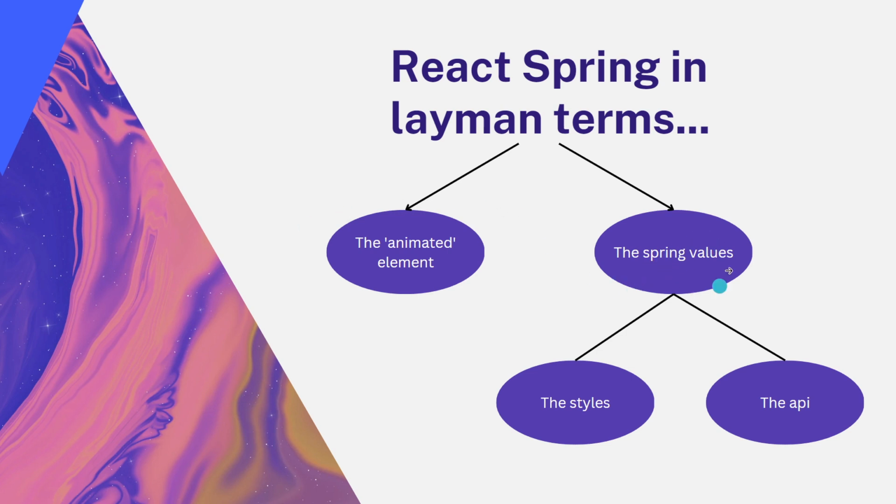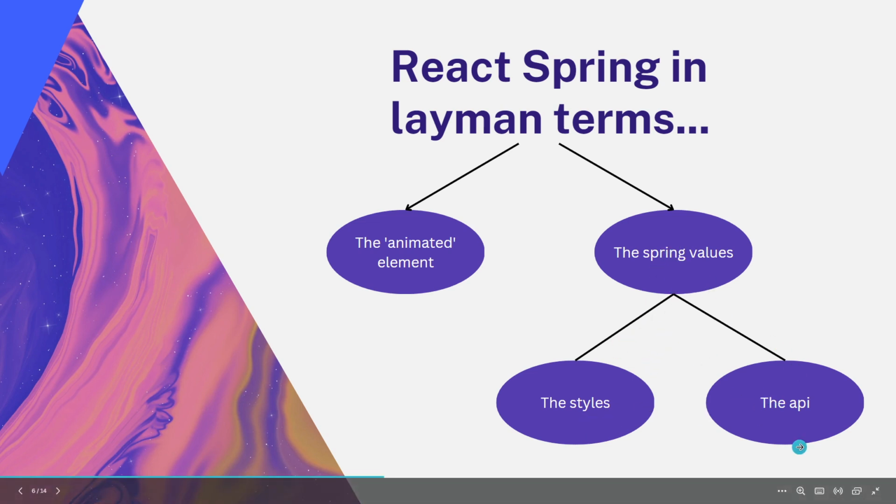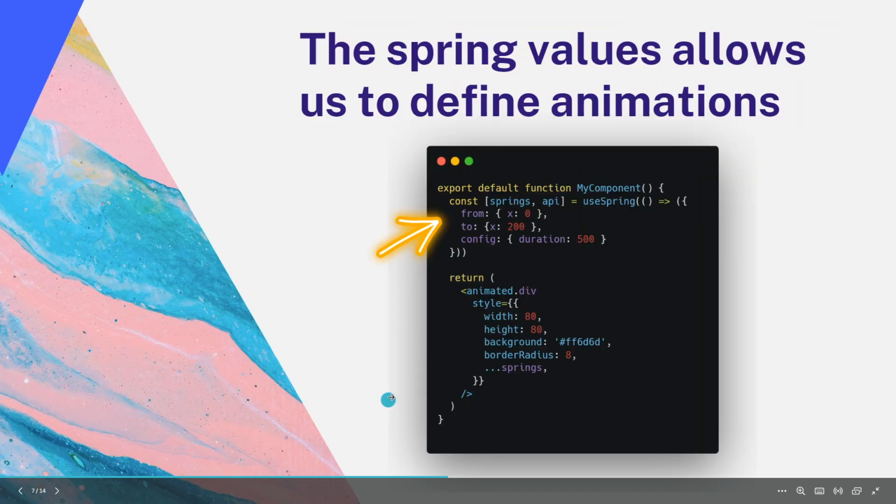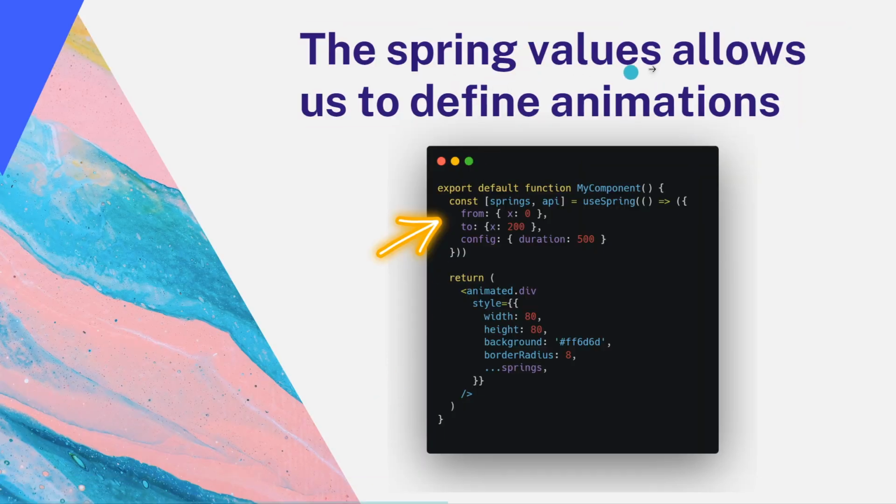And then there are the Spring values. What are the Spring values? It's a combination of two things again, the styles and the API. What are those? Let's have a look. So basically the Spring values allow us to define our animation. If you see here, these are some very basic styles. Nothing else. If you see here, this has three things: from object, to object, and a config object.